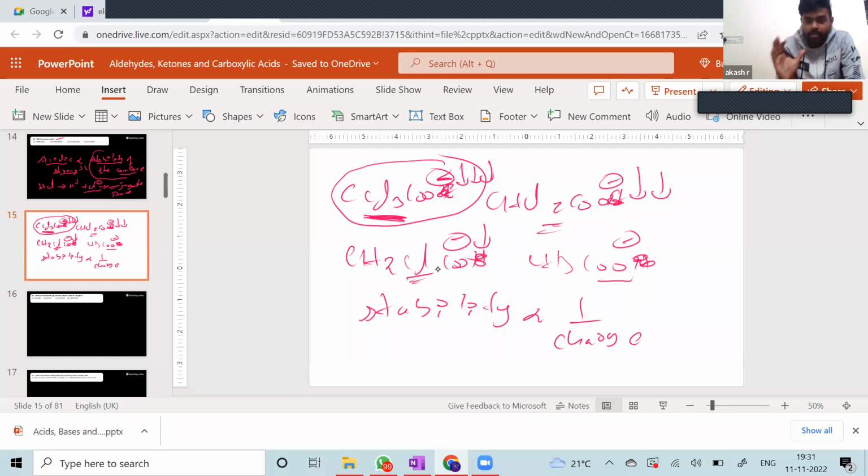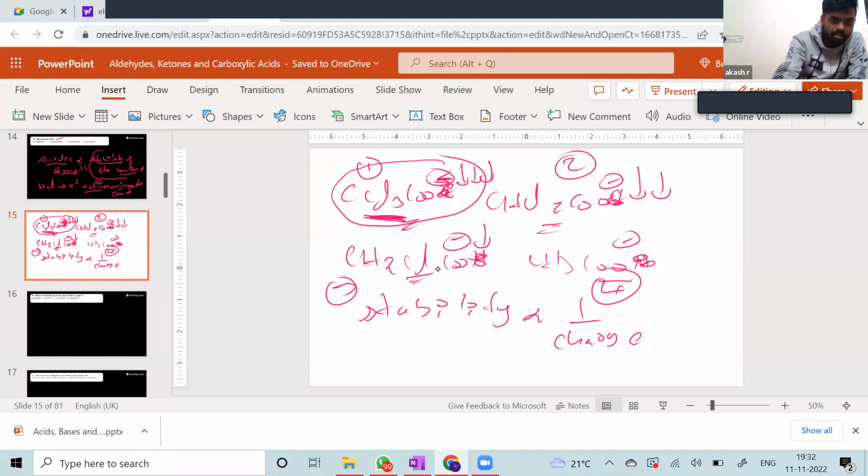Again, I'll repeat all the points. The acidic strength is directly proportional to the stability of the conjugate base. What is a conjugate base? After removing H plus, whatever species remains is called the conjugate base. Now, how do you decide the stability of the conjugate base? The less charge it has, the more stability it has. So obviously in this case, we have 3 electron withdrawing groups, which decrease the negative charge. And that is the reason why that is going to be the strongest acid. If I have to rank them, this will be the strongest, this will be the second strongest, this will be the third strongest, and this will be the least acidic of them all.